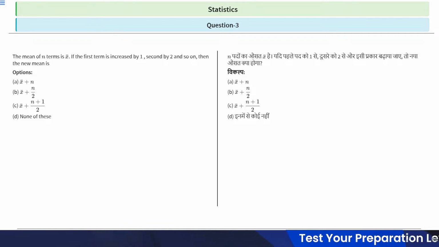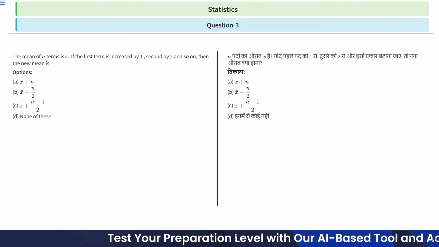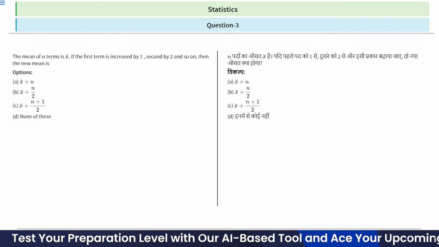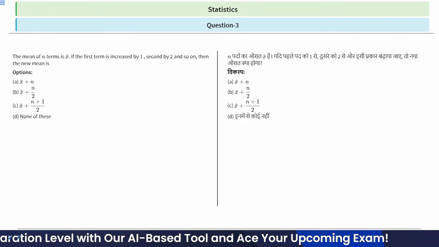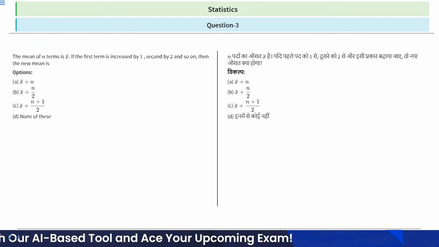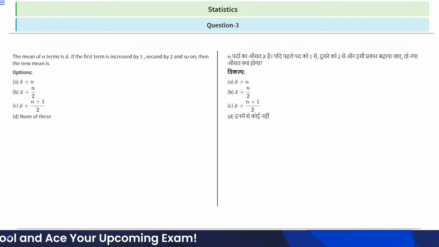Now we have all the data sets, so we can easily find the mean in terms of x bar. We have to find the mean in terms of x bar. So in this way, you can try to approach this question. You have 10 seconds to solve or think about this question. After 10 seconds, we will discuss the solution part.